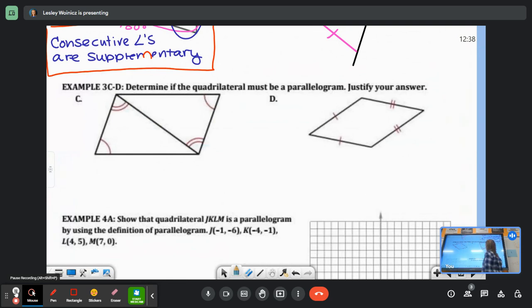All right, let's look at C and D. C is a little intense. Okay, think back to our previous unit about triangles. What can I say about this shared side? It's congruent to itself. Okay, so if I use the reflexive property, I can say that it's congruent to itself. Okay, now do you all see that I have angle, angle, side?